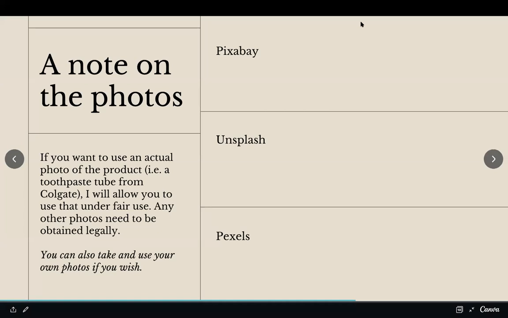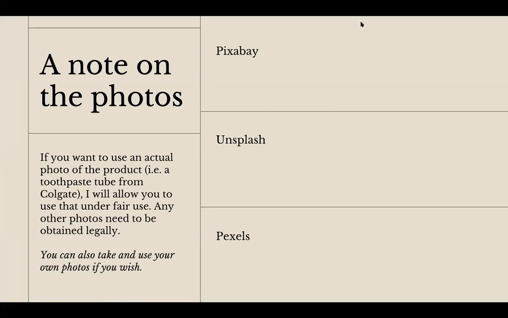Now, one of the most important things with this project is taking your time to find high quality photos that work well with your concept. If you want to use an actual photo of the product, let's say you're doing toothpaste and you want a picture of a Colgate bottle of toothpaste, I will allow you to use that under fair use for education purposes. Any other photos, you need to be sure that you get them from a legal source. So, for example, a royalty-free photo website. You also can take and use your own photos if you wish.